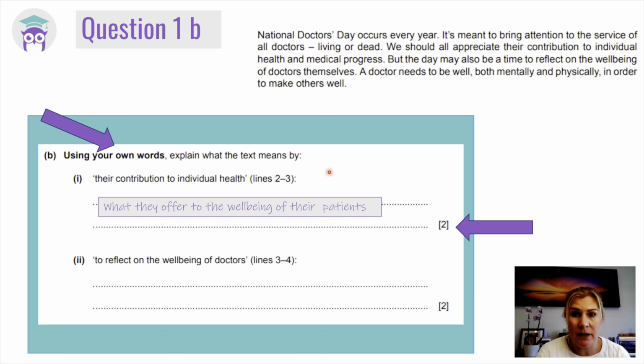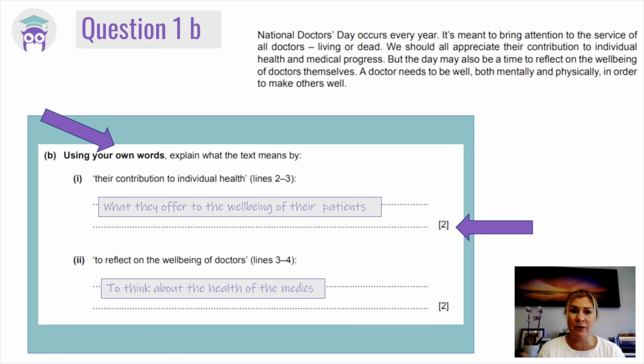Likewise, to reflect on the well-being of doctors, here we are, but the day may also be a time to reflect on the well-being of doctors themselves. So we need to have something for reflect, to consider, to think. We need something for well-being. Look at that. You can use that one. Health. Yeah. Now, of doctors. Now, it's only worth 2 marks. So in terms of the rules, technically, you perhaps could just get away with doing those 2. But if you could find a synonym for doctors, I'd do it just to be safe. Okay. So something along these lines, to think about the health of the medics.